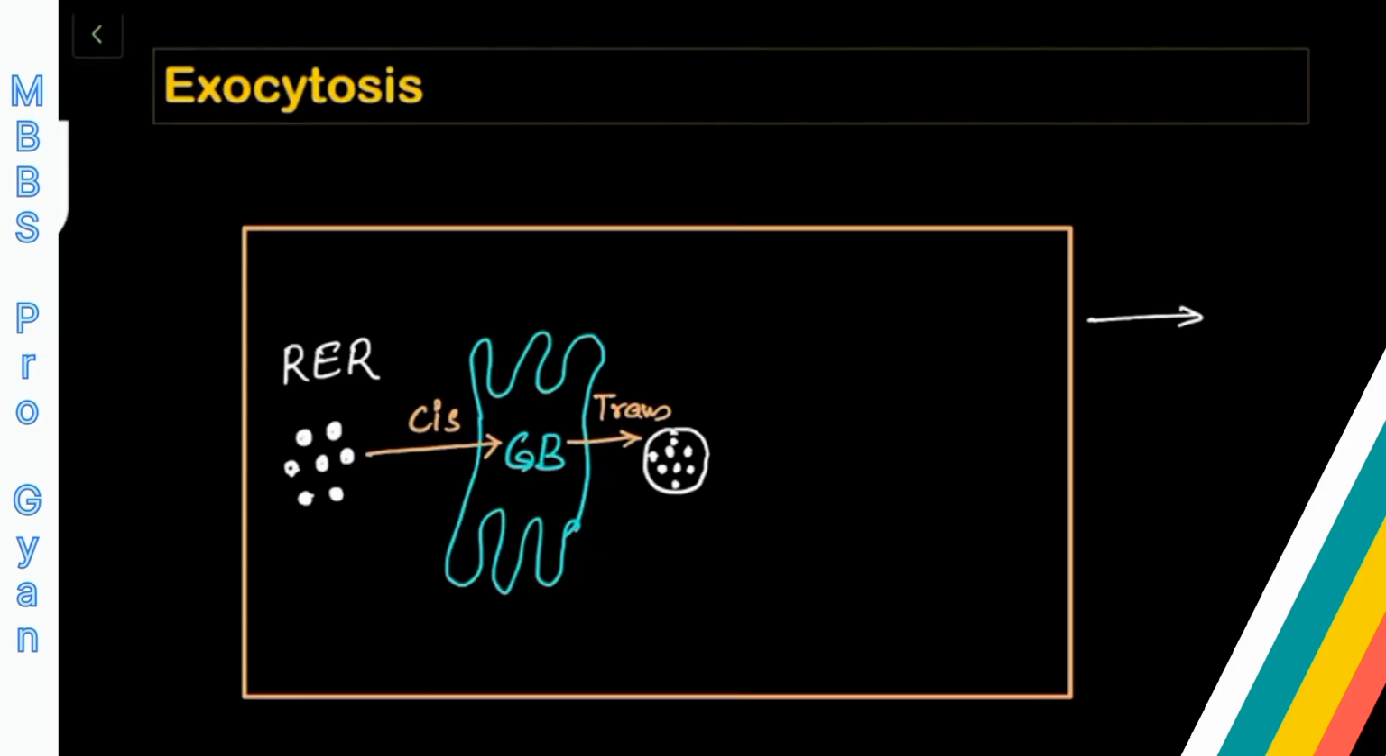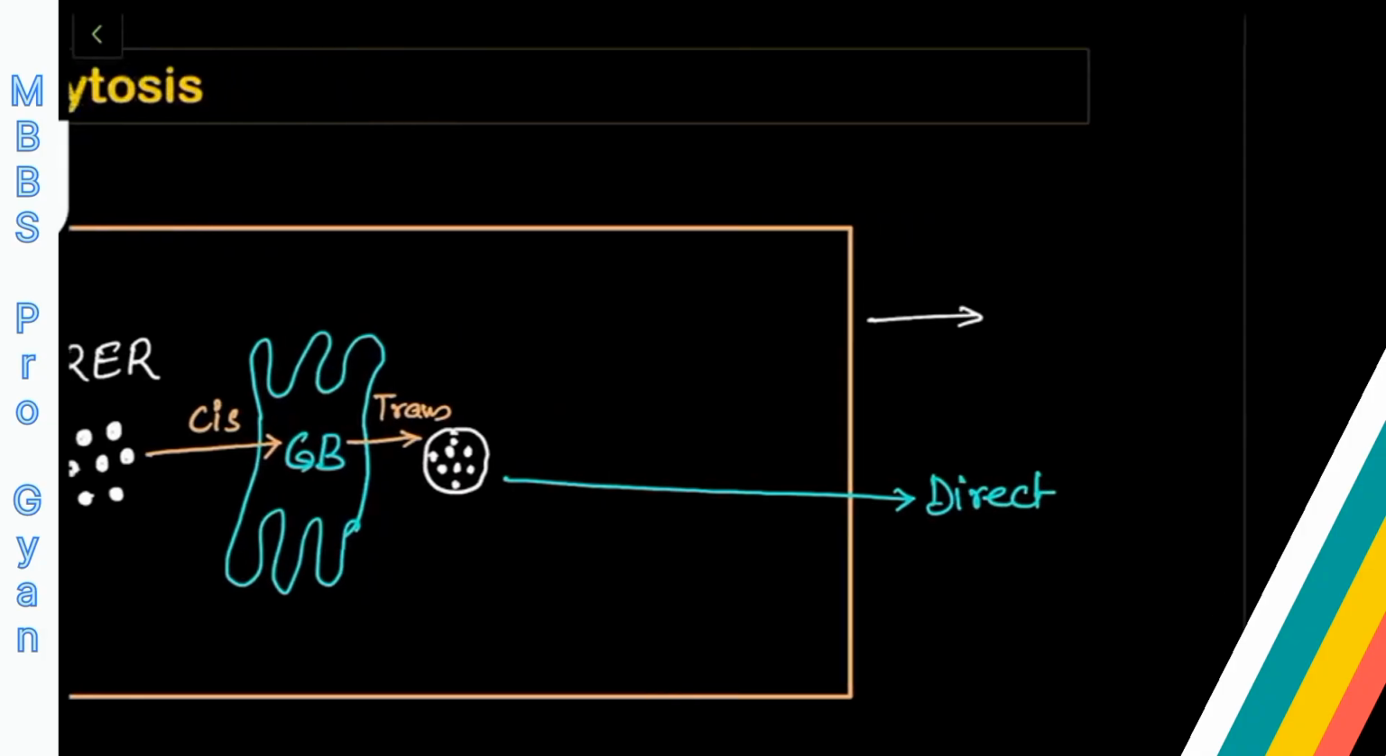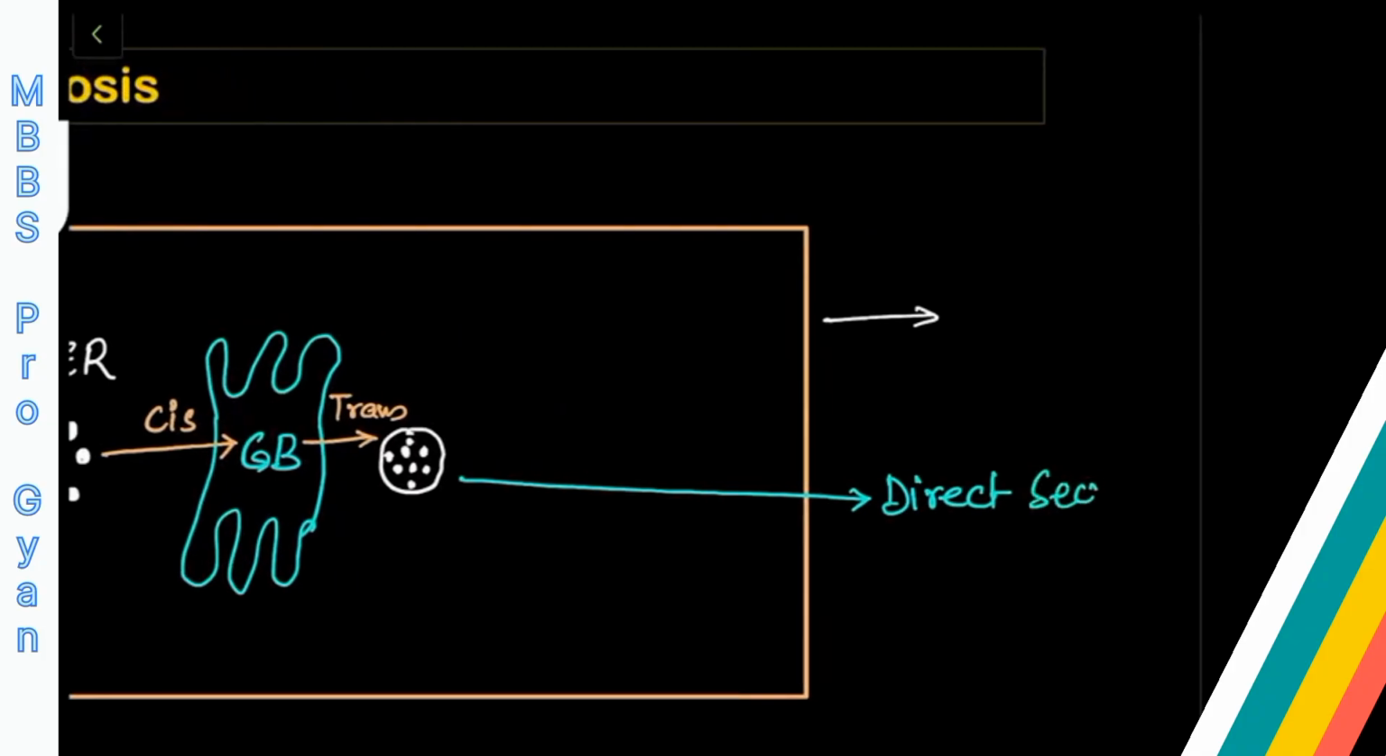Now, what is the fate of this vesicle? This vesicle will move inside the cell by the intracellular transport process. We will be discussing this in neuron. After transport, some of the vesicles may be directly secreted out of the cell. So I'm writing this as direct secretion.